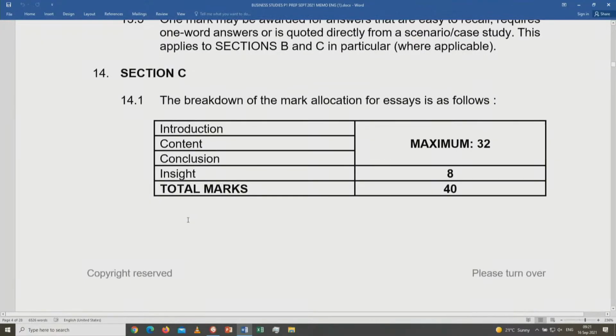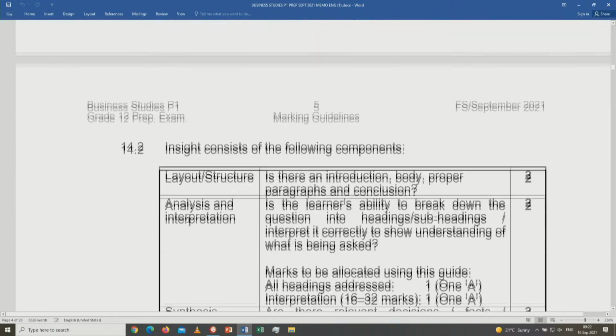Section C, you know by now that in section C our essays, the total mark is 40, but how do we arrive at 40? Your introduction, content, and conclusion, the total should be to a maximum of 32. Then you add 8 marks for insight. That's how you arrive at the total of 40.